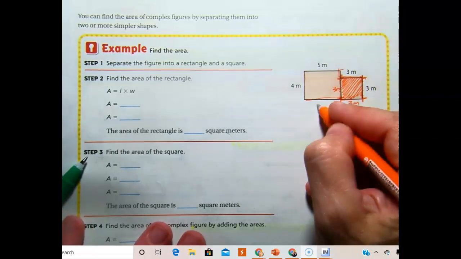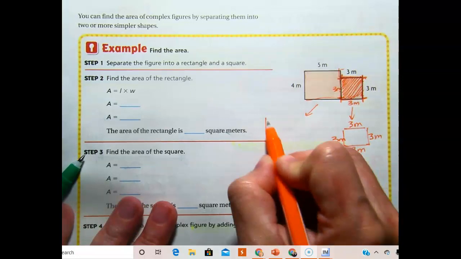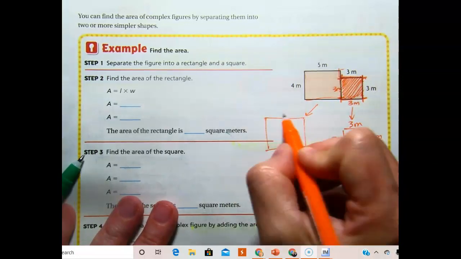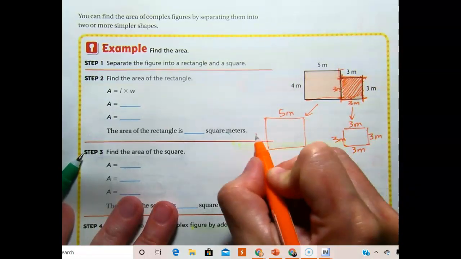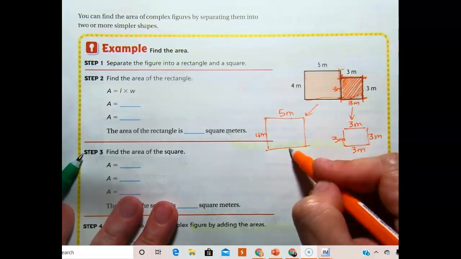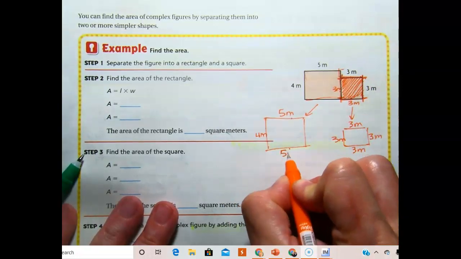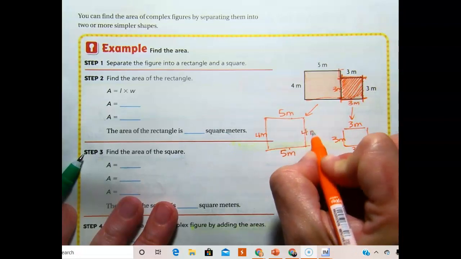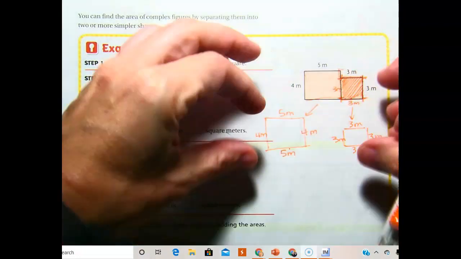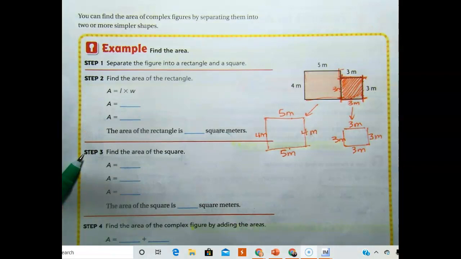And then we could take this and separate it and say 5 meters, 4 meters. Remember, opposite sides are equal, so let's go ahead and label it. We're thinking of these, again, as 2 completely separate shapes now that we've pulled apart, and we can put them back together to add them.